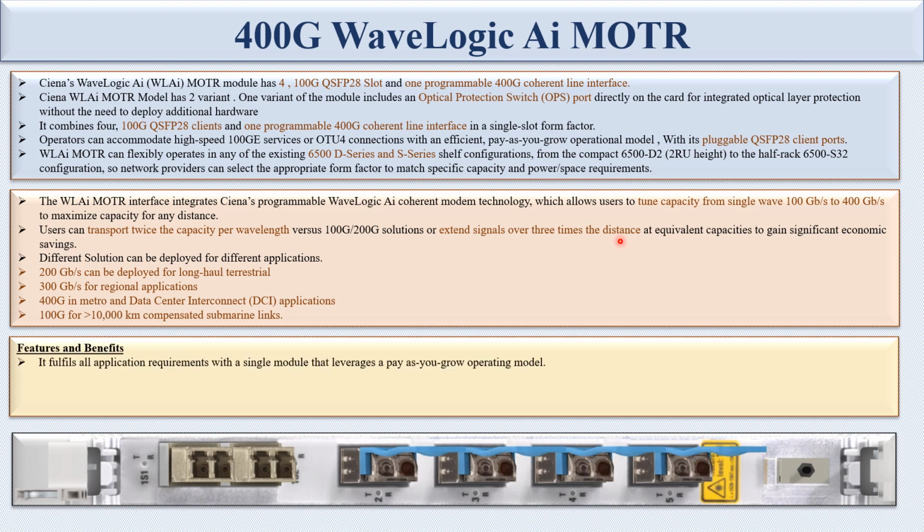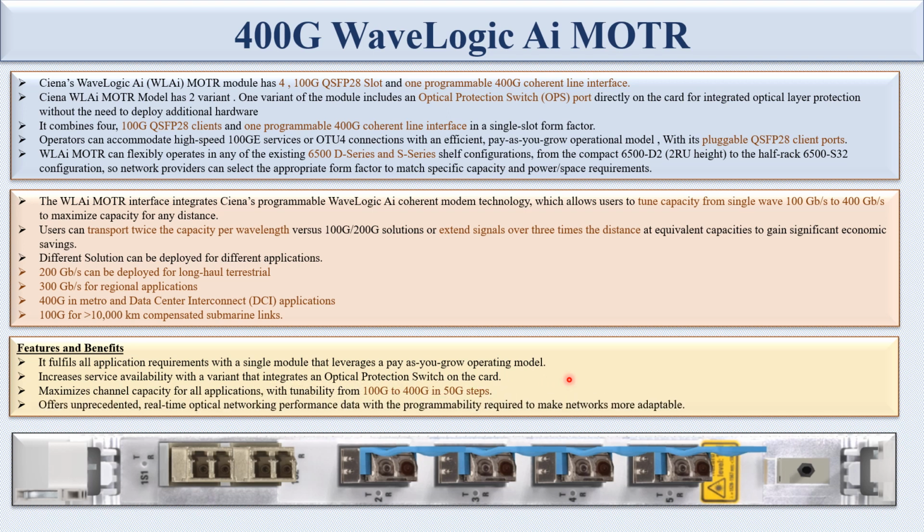Features and benefits. It fulfills all application requirements with a single module that leverages a pay-as-you-grow operation model. Increase service availability with a variant that integrates an optical protection switch on the card. Maximize channel capacity for all applications with tunability from 100G to 400G in 50G steps. It offers unprecedented real-time optical networking performance data with the programmability required to make the network more adaptable. So this is all about the 400G WaveLogic AI MOTR card. Thank you.